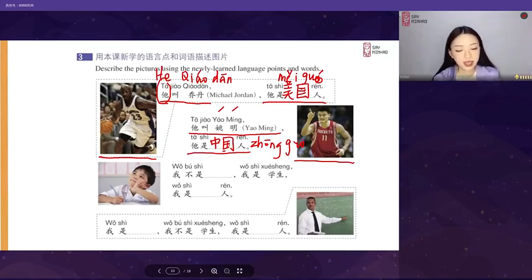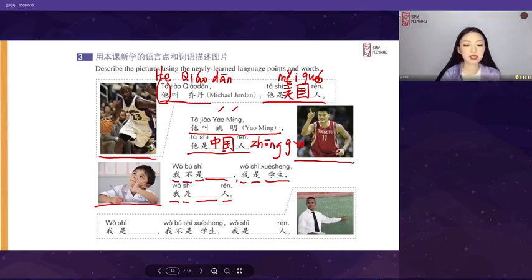Okay, read again. 他叫姚明,他是中国人. Okay, next. Here we can see there is a little boy and he looks like he's studying. Okay, let's see the sentence. First one, 我不是什么, a comma, 我是学生. 我是什么人. Okay, first he said, I'm not something. I am student, 学生, right? And he said, I am what people. So first one, he is student, which means he's not a teacher.